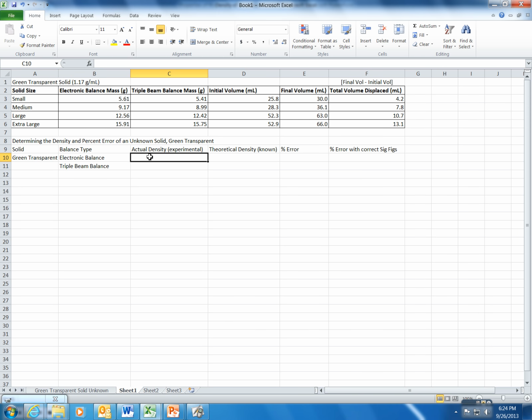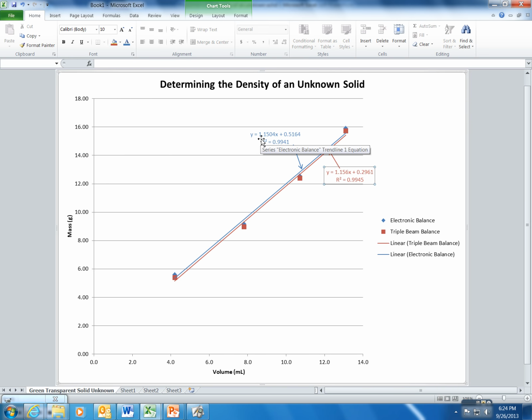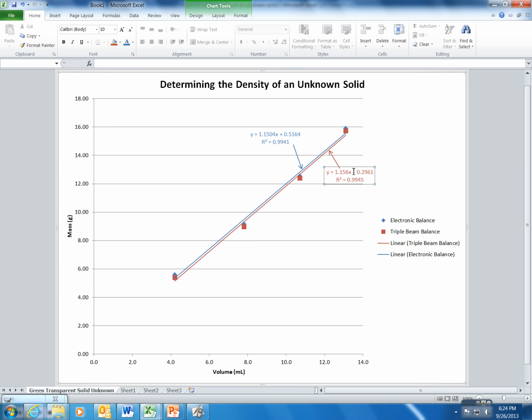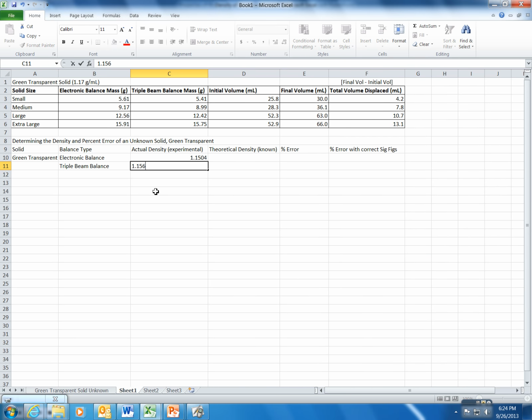Now, from the slopes of my lines, I found that the electronic balance had a slope of 1.1504 grams per milliliter, and my triple beam balance had a slope of 1.156 grams per milliliter. Now the theoretical or known density was given as 1.17 grams per milliliter, and that's the same for both of these because it's the same solid.